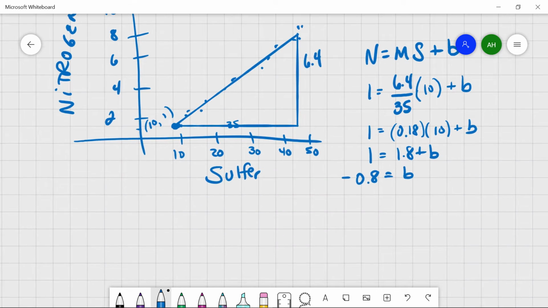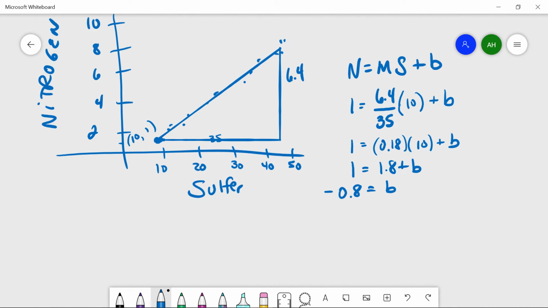All right, so now my job was to write an equation for this line right here. So the equation for the line is going to be nitrogen equals negative 0.8 sulfur. Nope, not 0.8. Sorry, guys. Equals 6.4 over 35 sulfur minus 0.8. Put my number in the wrong spot.